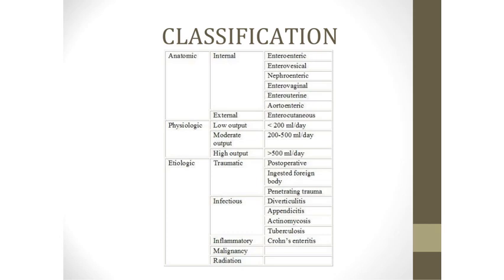Physiological classification according to the output of the fistula. low output fistula الاماونت بتبقى اقل من 200 مللي بير داي. مودريت اوتبوت بتبقى من 200 ل 500 مللي بير داي. هاي اوتبوت فيستولا بتبقى اكتر من 500 مللي بير داي.